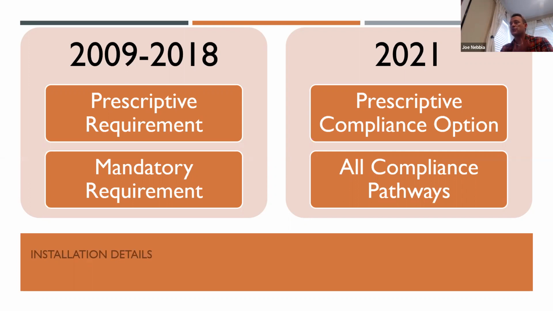And so if you're in a jurisdiction that's changing from 2018 to 2021 or something like that, you're going to find that there was some amount of flexibility you had in those performance compliance paths that are now gone as far as installation details. And I'll talk about those as we get to them.